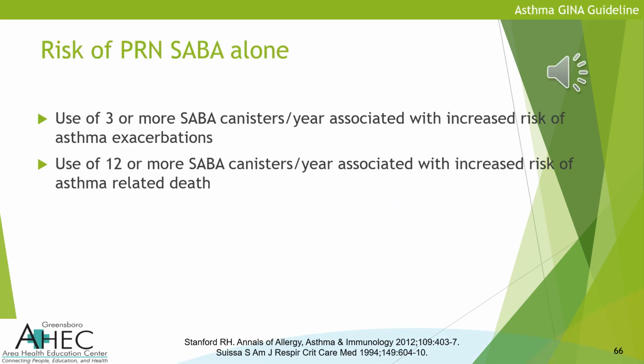Retrospective studies have shown increased risk of asthma exacerbations and asthma-related death with more canisters of short-acting beta agonists, like albuterol, that a patient fills. Use of 3 or more SABA canisters per year was associated with increased risk of asthma exacerbations, and use of 12 or more SABA canisters per year was associated with increased risk of asthma-related death.